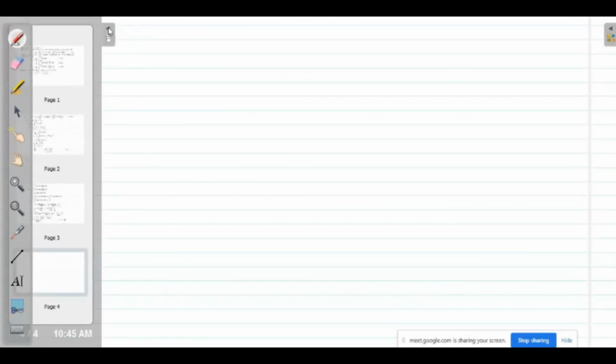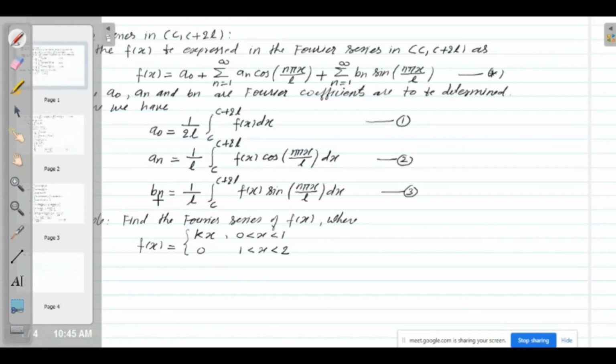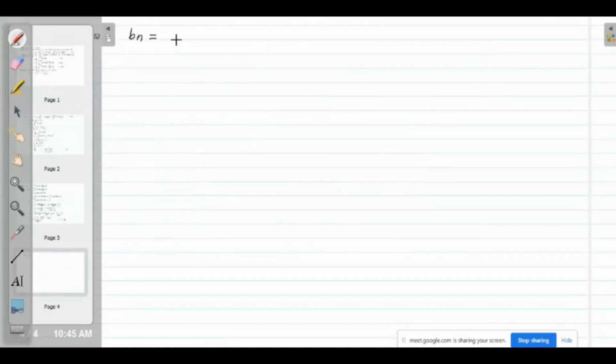Now we will find bn. What is the formula for bn? Your bn is 1 upon L, integration with limit 0 to 2L, f of x sine n pi x by L dx. Okay, so just write it down. So 1 upon L, your limit is 0 to 2L, f of x sine n pi x by L and dx.